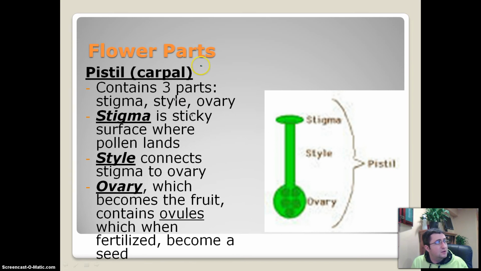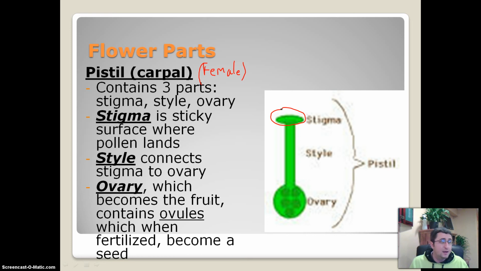Our next part is called the pistil. That is the female portion of the flower. And that actually is composed of three parts. It's a little bit more complicated than the male parts, but it has a stigma. That's this upper region right here. That's a really sticky part of the flower. If you've ever touched a flower and thought, ooh, that's kind of sticky, that's probably because you touched the stigma.